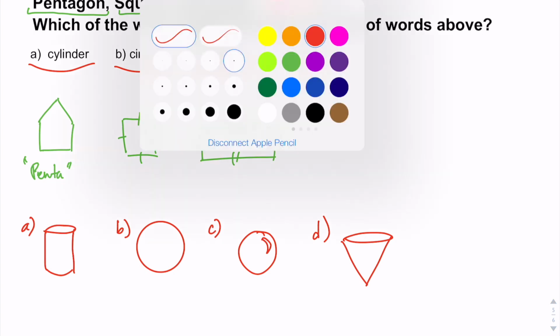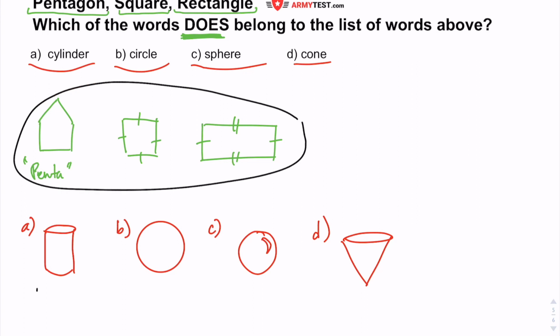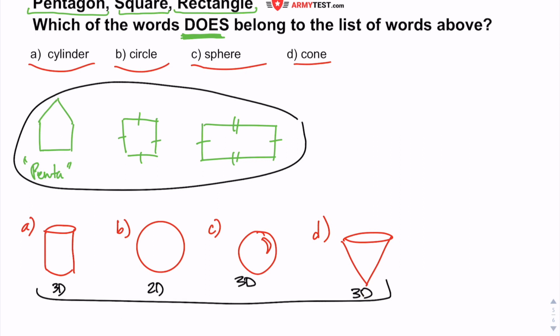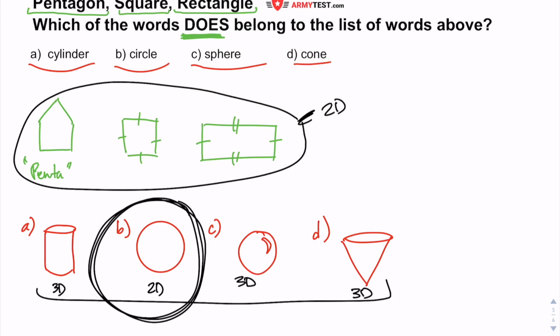So now what we want to do is we want to compare this list to these options. So what can you see right off the bat? You can see that this is a 3D object. This is also a 3D object, and so is this. This is a 2D object. And what is in this pattern, or in this collection? We have 2D objects. Therefore, you want the 2D object out of the options, which is the circle. With all that being said, you can say that B is the correct answer.